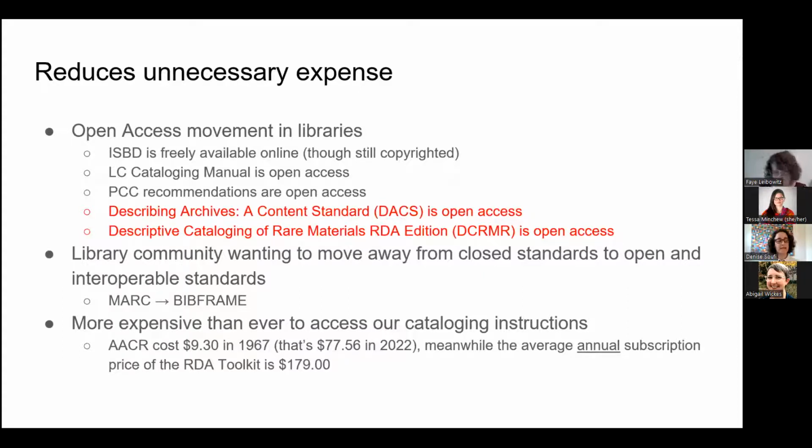Yet it's become more expensive than ever to access our cataloging instructions. In 1967, AACR cost $9.30, which is $77.56 in 2022. AACR2 in 2002 with the 2005 update cost $98. In 2022, the RDA toolkit costs anywhere from $167 to $197 per year per user. ORC intends to become a completely free, open access set of cataloging rules.